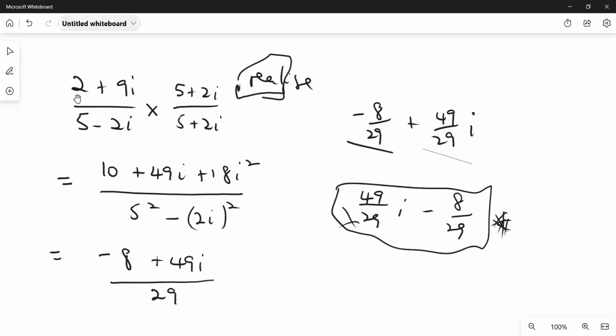2 by 5 is 10. 2 by 2i, that's 4i, right? And this 9i by the 5 is what? 45, right? The 45 and the 4 give you 49i, right?